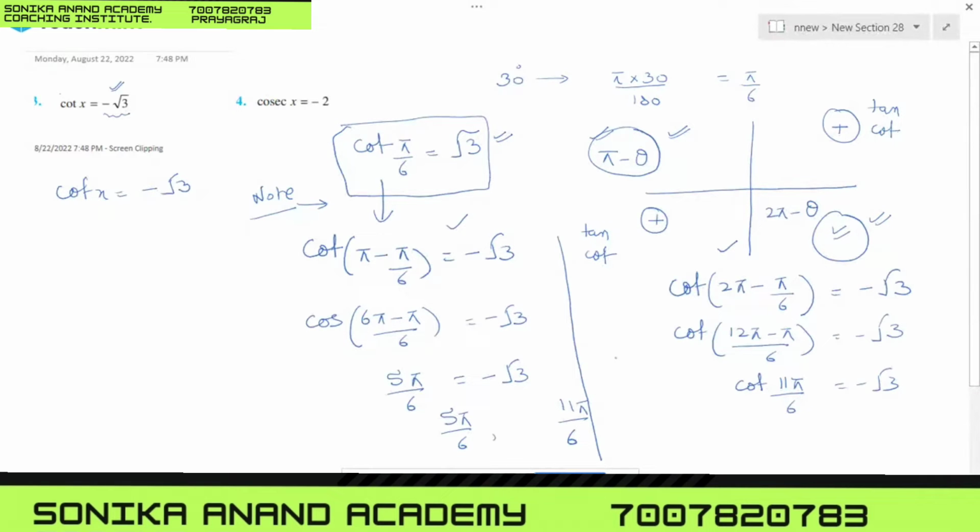Easy? Yes, ma'am. Now check the answer. Correct, ma'am. And for the general solution, we use this formula, n pi plus minus theta. Hitika, I think the concept is clear. Now you solve question number 4 and send me right now.